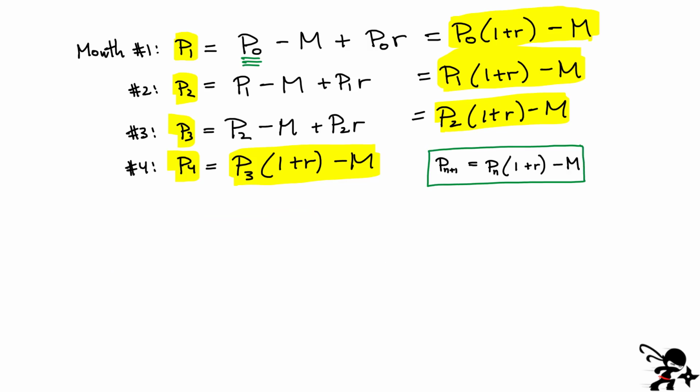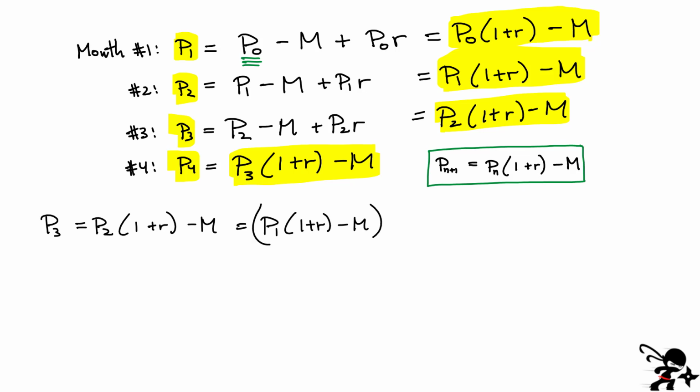All right, what we're going to do now is get things in a more useful form. So I'm going to start with our equation for P3 here. P3 is, let's just write this, P2, 1 plus R minus M. To take this a little bit further, instead of writing P2, I can substitute and write it in terms of P1, just using the equation just above it. So this is our value for P2, and now I still have the 1 plus R term and minus M.